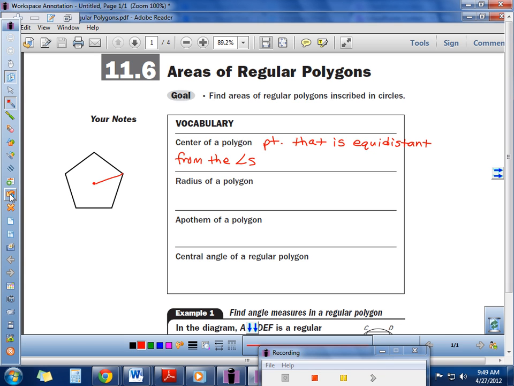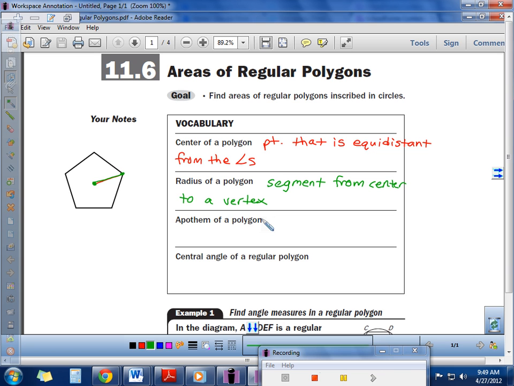Radius of a polygon. This is why I just wanted to leave one of them. A radius of a polygon goes from your center to your vertex. So it's a segment from the center to a vertex. Not bad.